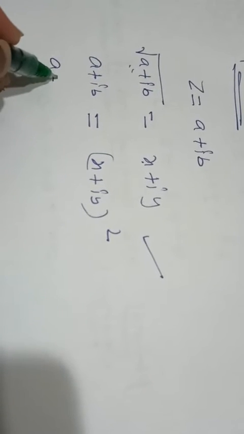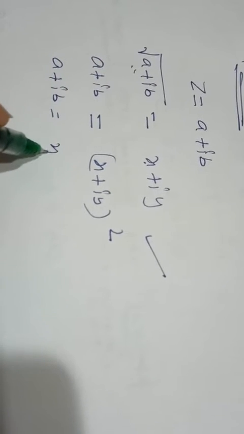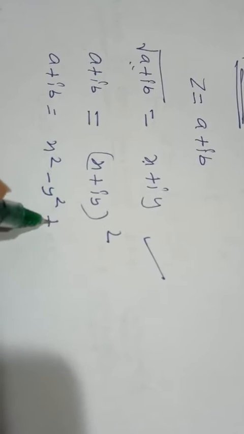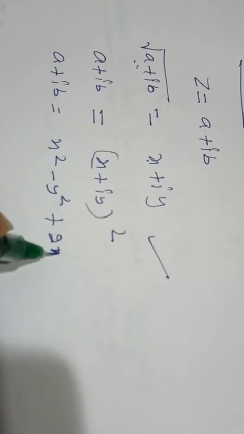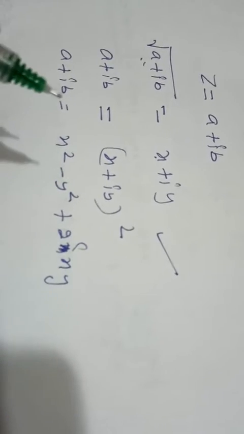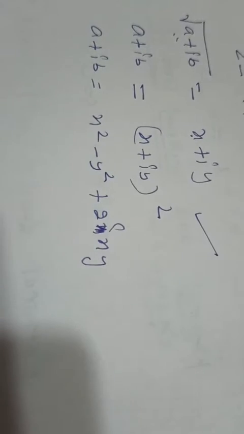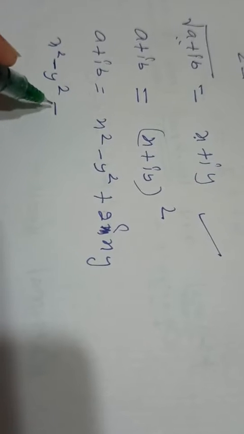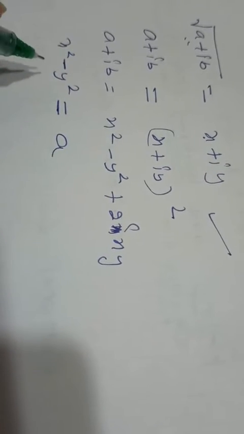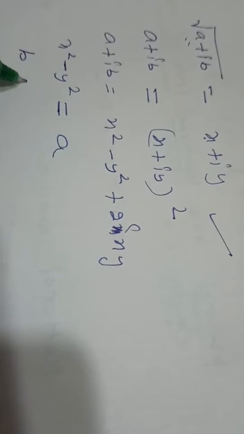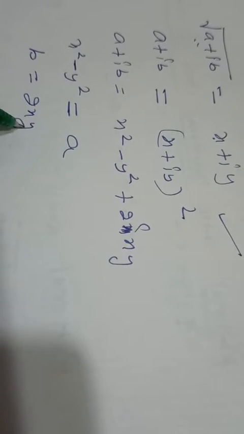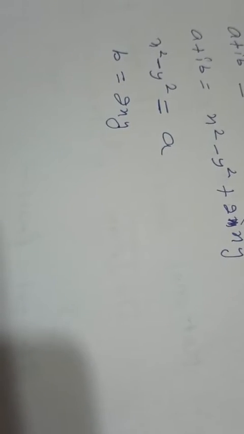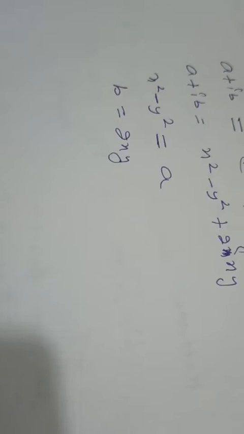So I get a plus iota b is equal to x square minus y square plus 2 iota xy. So let's compare real part with real and imaginary part with imaginary part. So x square minus y square is equal to a, and b is equal to 2xy. So if we are supposed to find the value of x and y, first we will find the value of x square and y square.